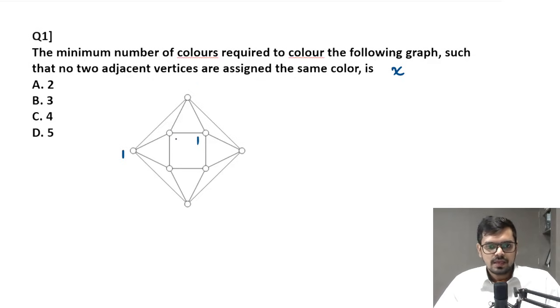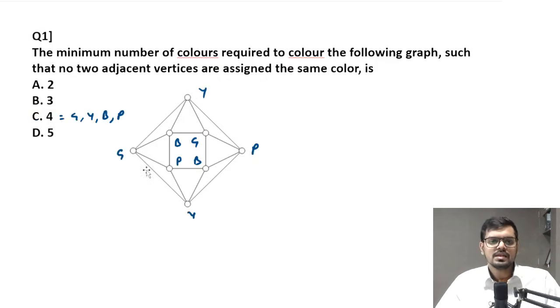Similarly, fill the next vertex color as, let us say, 2. If this is 2, adjacents cannot be 2, but this can be 2, then adjacents cannot be 2. If I take this as 3, then this is 3. If I take this as 4, then this is 4. 4 colors minimum are required, and yes, the answer is C.